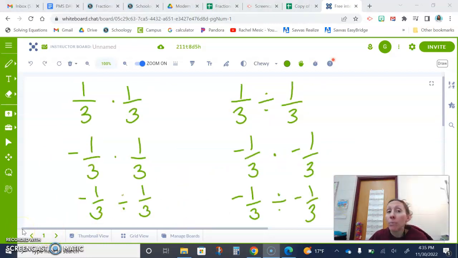Now let's practice multiplying and dividing. When you multiply fractions, you multiply straight across. So 1 times 1 is 1, and 3 times 3 is 9. So 1/3 times 1/3 is 1/9.